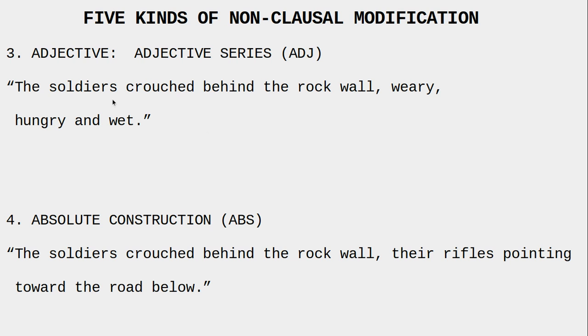So again, notice the way these three words, weary, hungry, and wet, are listed in a series. We might traditionally think that, if we have three items in a series, we're going to put a comma after the first one and after the second one, but not anywhere near the third one. And in a traditional or conventional kind of thinking, we would do that.